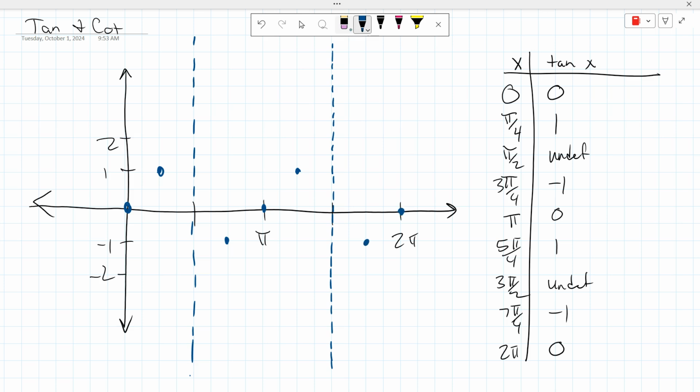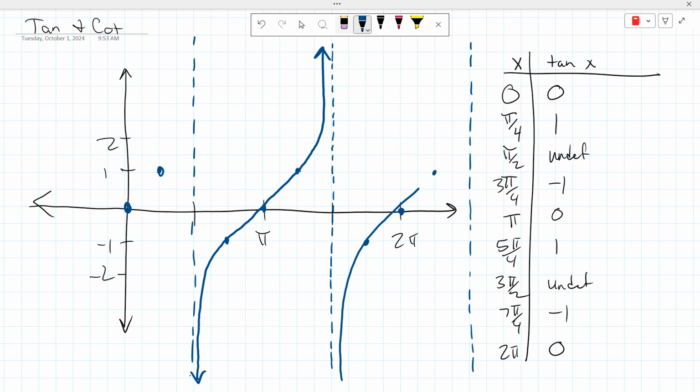-1, 0. So if I go in a pattern, I bet I'm here, and then I bet I have another asymptote here. So what's it going to look like? Well, it's going to go along this asymptote till it gets to here, and it's going to go through here. It's going to go up like this, along this asymptote. That's a tangent curve.